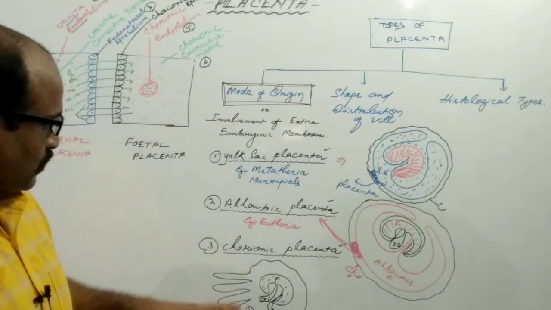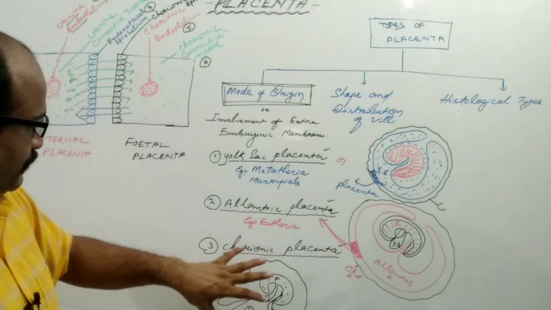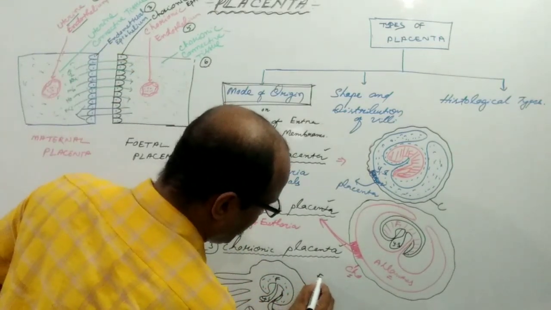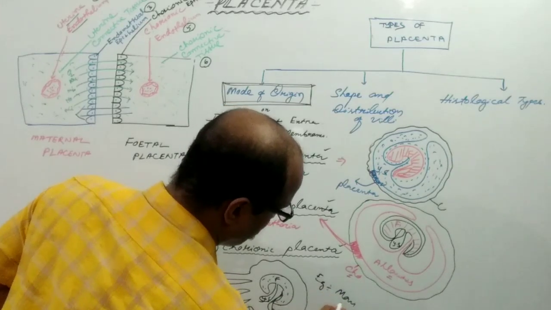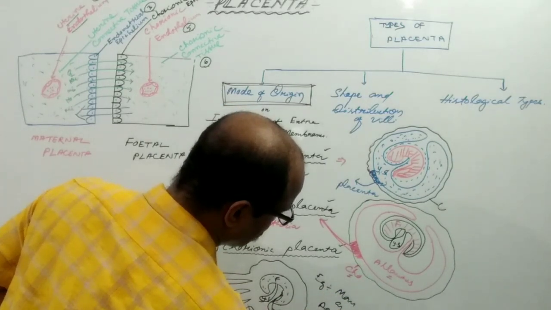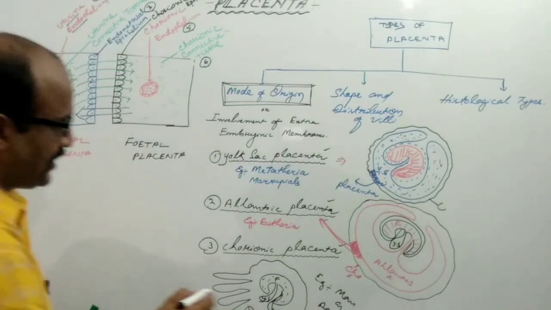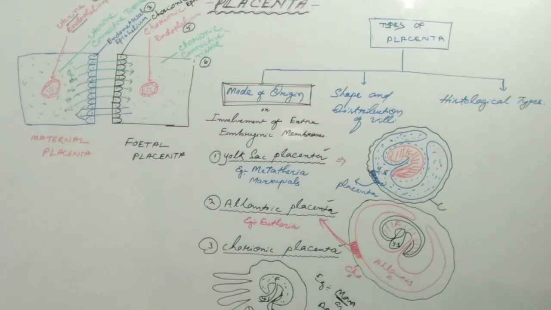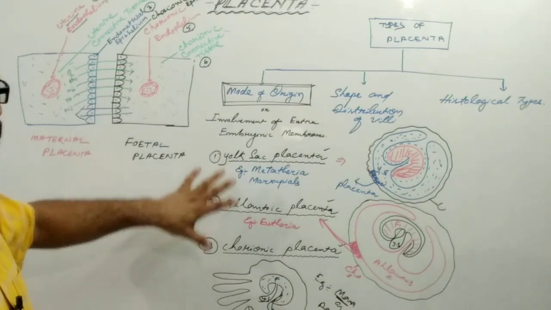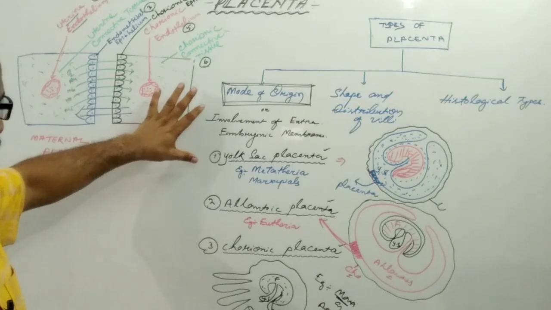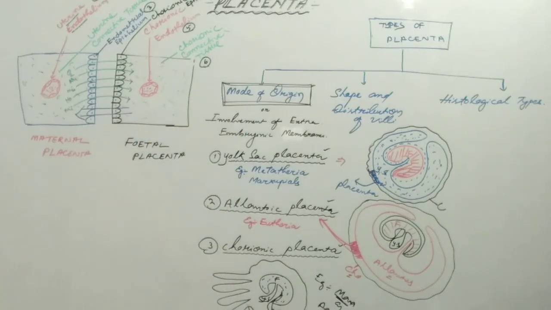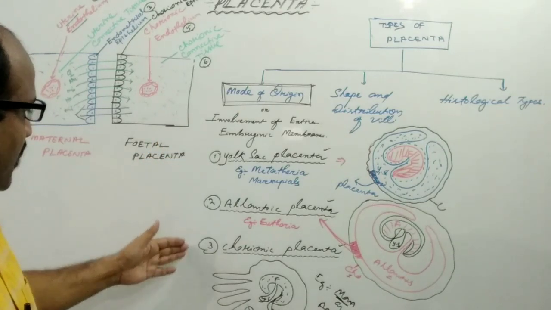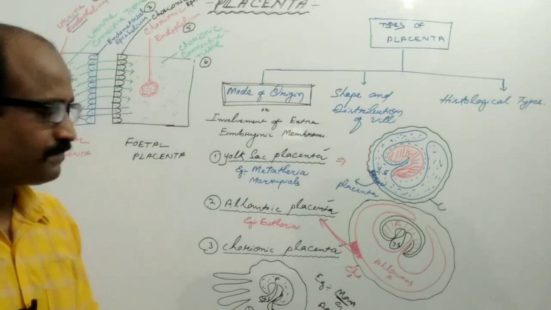In the chorionic placenta, the chorion takes the main part in the formation of the placenta, and this type of placenta is present in man and apes. So the chorionic placenta is present in humans, this is important. So this is the mode of origin, or the involvement of extra-embryonic membranes. They are classified into three types: yolk sac placenta, allantoic placenta, and the chorionic placenta.